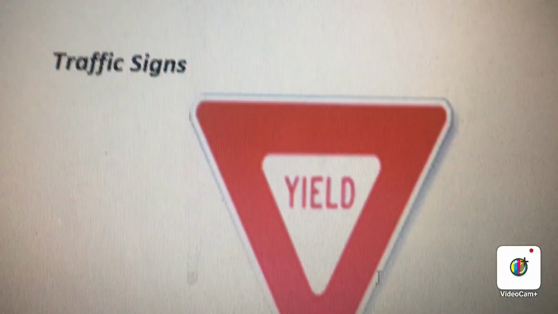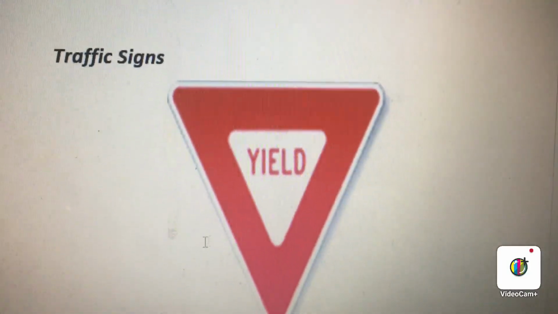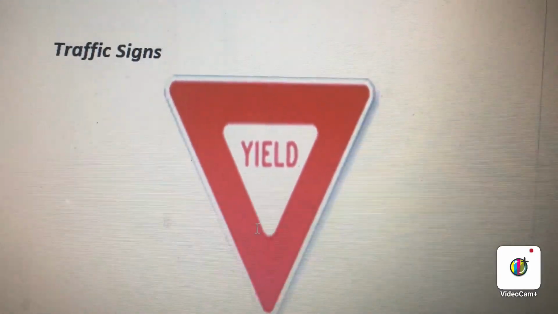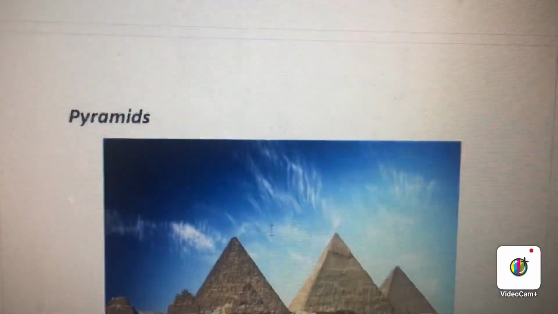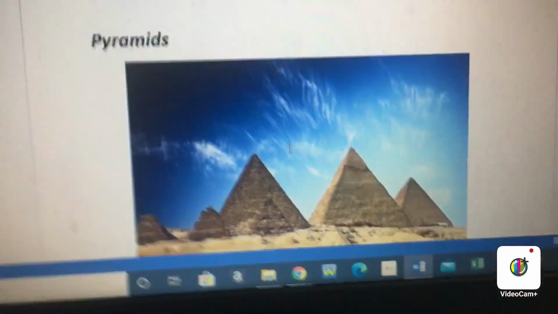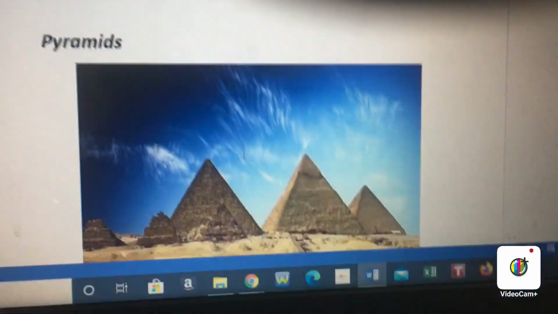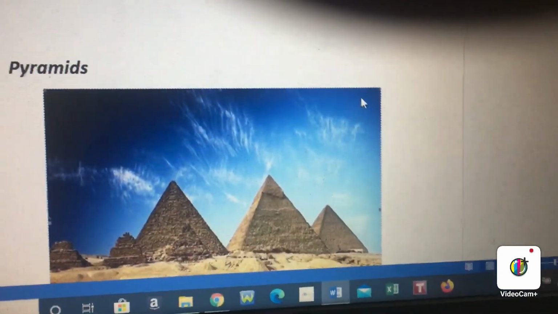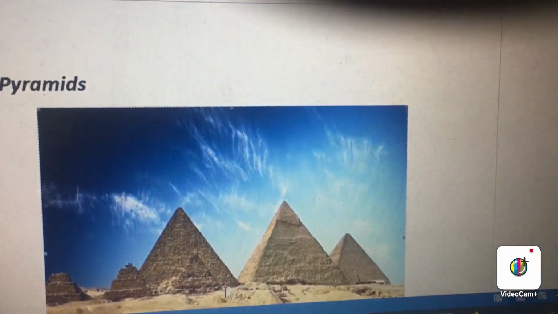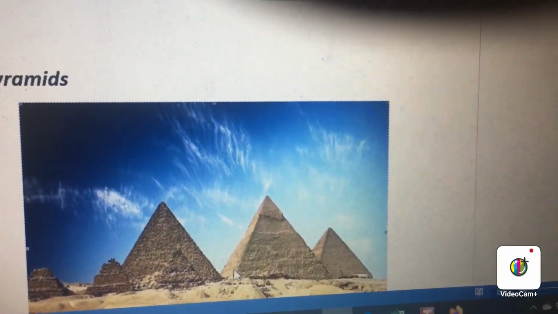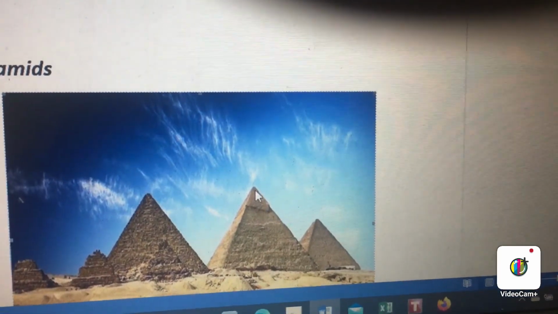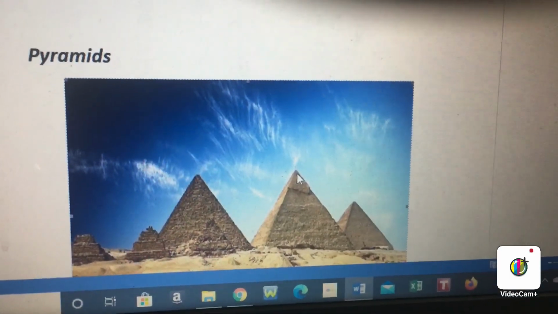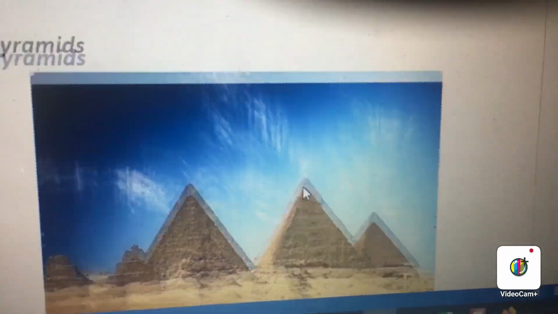Now, how about the traffic signs? You can see this traffic sign here. It has the shape of a triangle. Then pyramids. The sides of the pyramid are a good example. The Egyptian pyramids have the shape of a triangle. Look at this face: 1, 2, and 3. So the faces have the shape of a triangle.